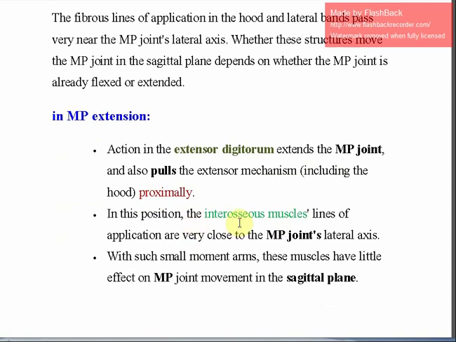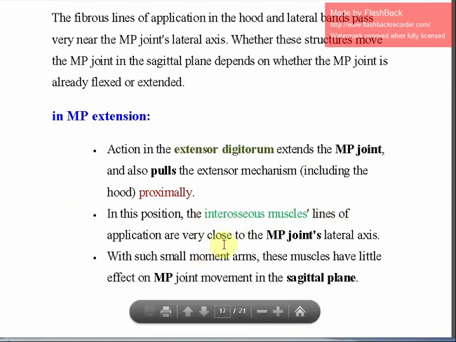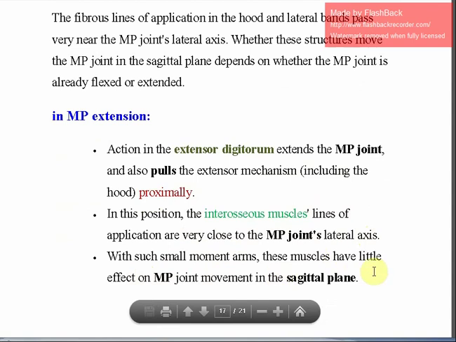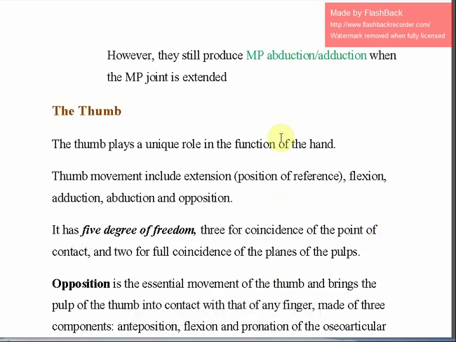In this position, the interossei muscles' lines of application are very close to the MP joint's lateral axis. With such small moment arms, these muscles have little effect on MP joint movement in the sagittal plane. However, they still produce MP abduction when the MP joint is extended.